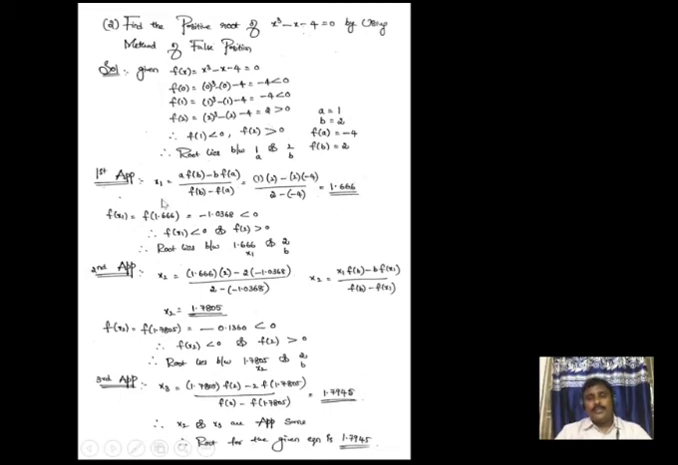So for the first approximation, x1 equals a into f of b minus b into f of a, divided by f of b minus f of a. So I got 1.666. Now I put this value in the given equation. So f of x1 is less than 0. So I should go to the one where f is greater than 0. So f of 2 is greater than 0. Therefore the root lies between x1 and b.